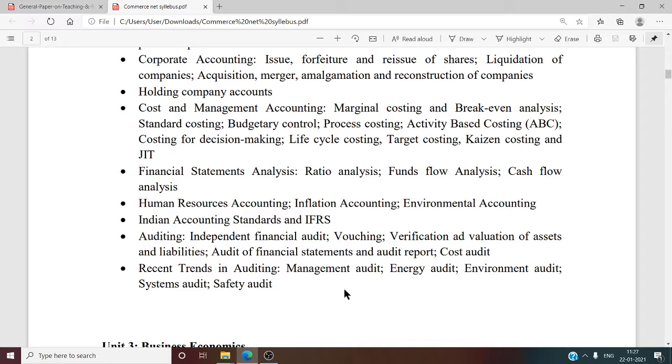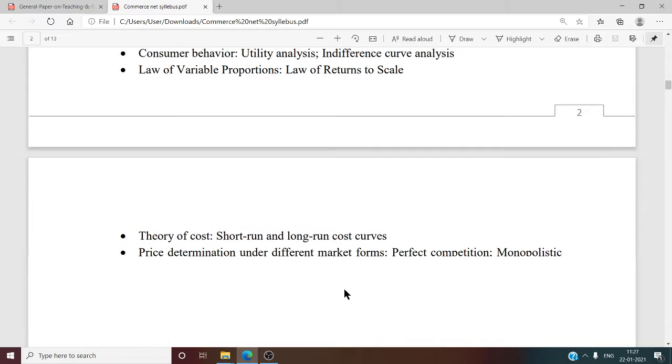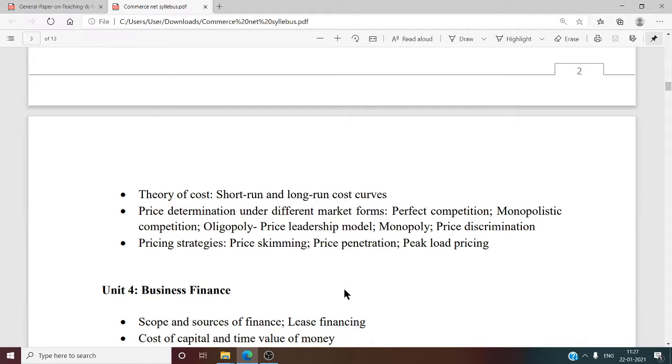Then business economics. If you see business economics, micro and macro economics is there. So meaning and scope of business economics, objectives of business firm, law of demand, elasticity of demand, relationship between AR and MR, consumer behavior, law of variable proportion, theory of cost, price determination under different markets: perfect competition, monopolistic competition, oligopoly, monopoly. Then pricing strategy: price skimming, penetration, peak load pricing. From pricing strategy, a lot of questions are asked in the examination. Unit number 4 is regarding business finance.